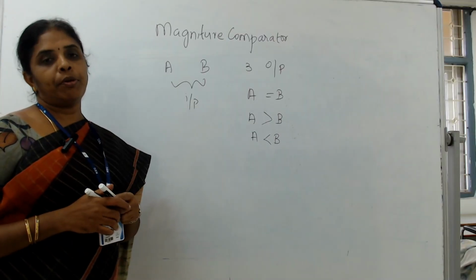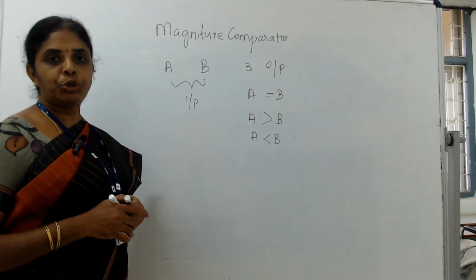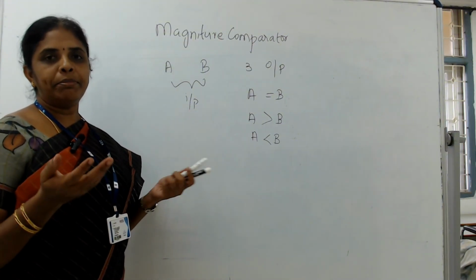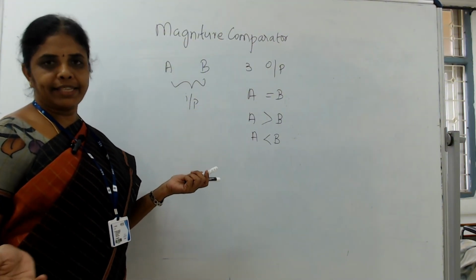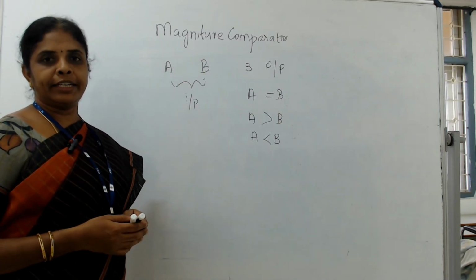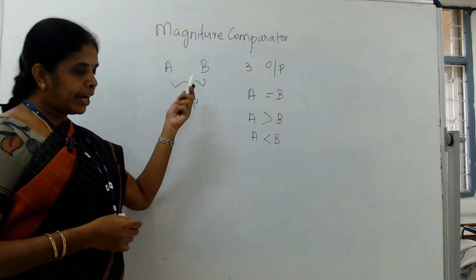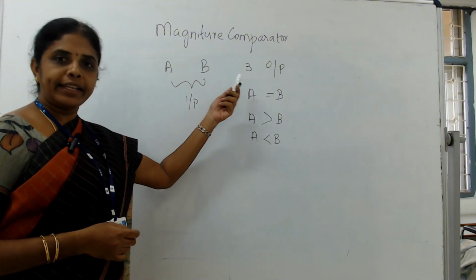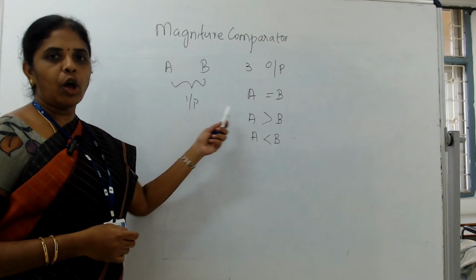So this is our problem statement. You have to compare two inputs A and B of length 1 bit, 2 bit or 4 bit, etc. We are going to see the n-bit magnitude comparator. It compares A and B and produces three outputs. The output may be either equal, greater than, or less than.